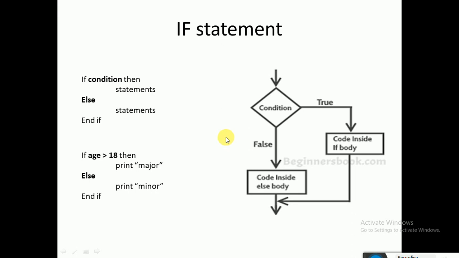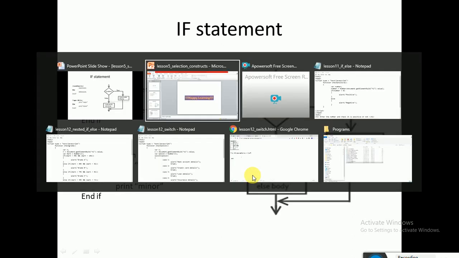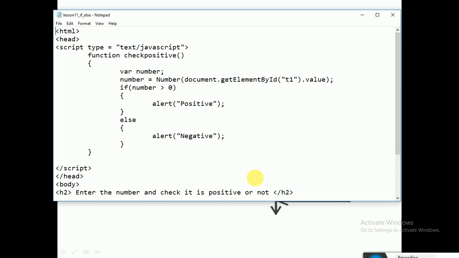So this is the logic for the if statement. We will be writing code and adding some condition. If the condition is true, then it will go to the true side. If the condition is false, it will go to the other side. For example, if age is greater than 18, then it prints major, otherwise it prints minor, right? So this is the logic of the if statement. Let us see the if statement with one example so that you will be able to understand it.